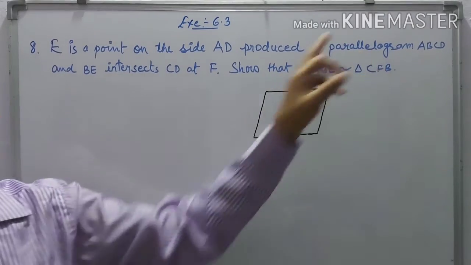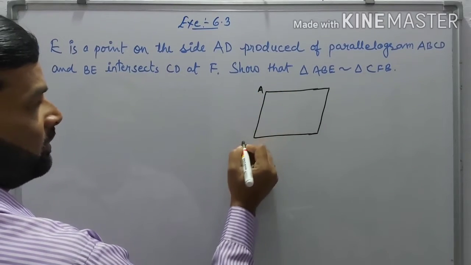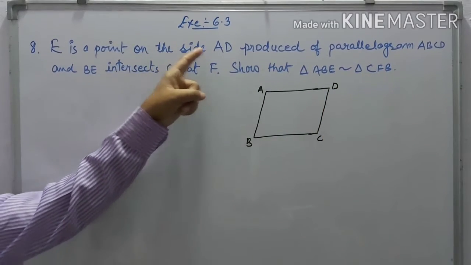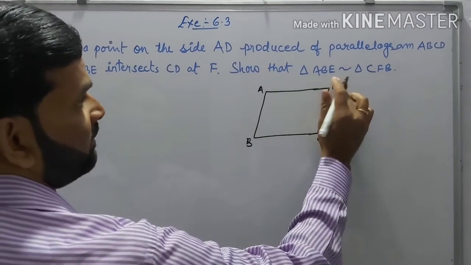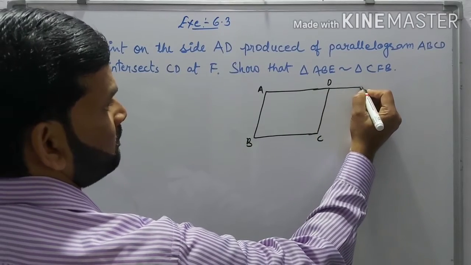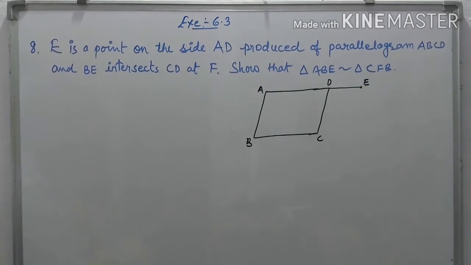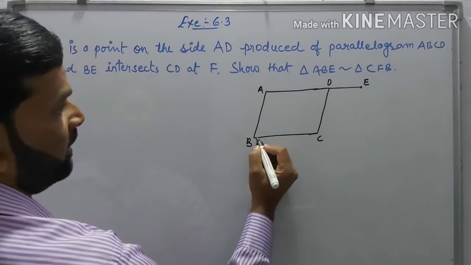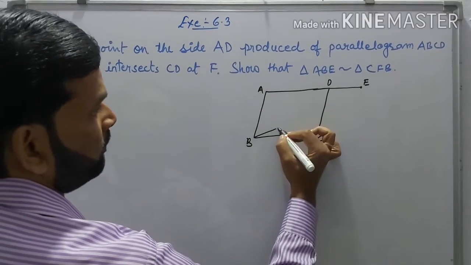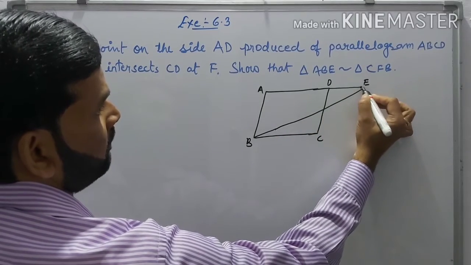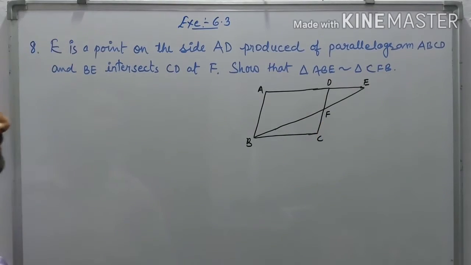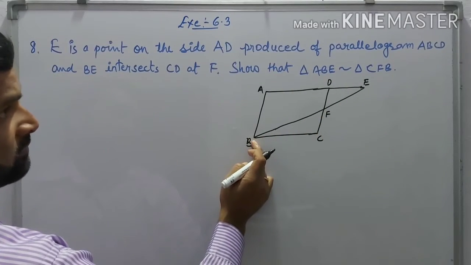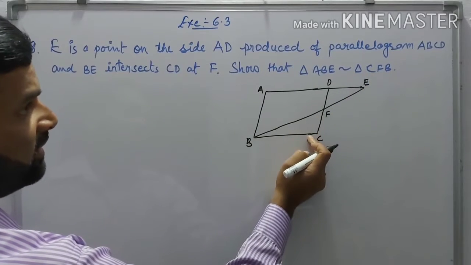Given a parallelogram ABCD, write the points A, B, C and D. E is a point on the side AD produced, meaning we have extended that side to the point E. BE intersects CD, so you join BE. The intersection point is F. Now show that triangle AEB is similar to triangle CFB.